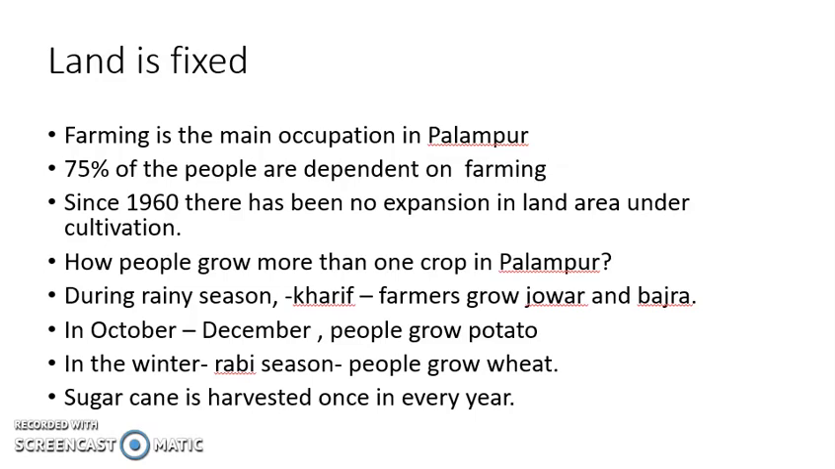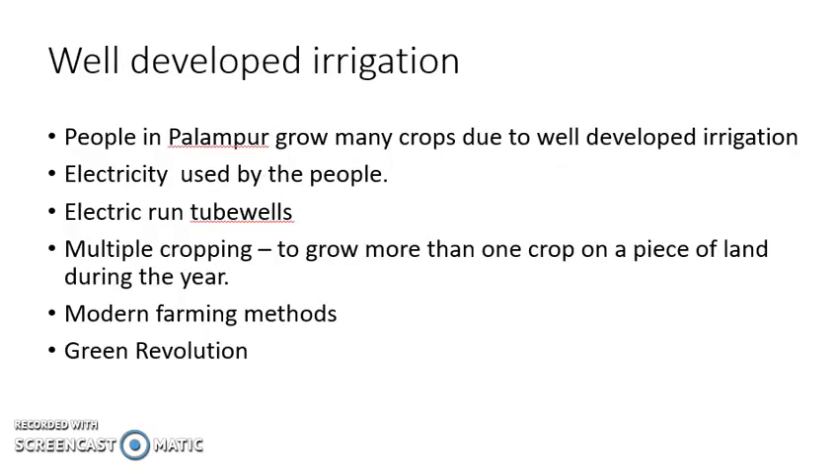Next thing we have to study, that is well-developed irrigation. So people can cultivate all these crops due to the well-developed irrigation facilities. Palampur people grow many crops due to well-developed irrigation. And for irrigation, they depend upon tube wells and pump sets. Most of the farmers have pump sets. Then they depend upon electric run tube wells. So these electric run tube wells run because of electricity.